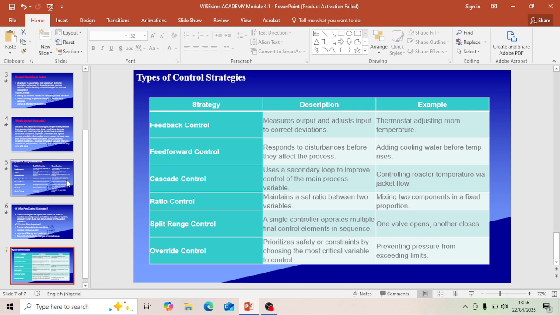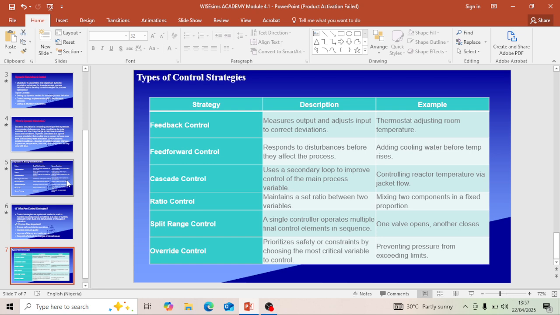And then the override control prioritizes safety or constraints by choosing the most crucial variable to control. An example is preventing pressure from exceeding limits. Imagine the case of the pipe I talked about, where your pipe has a pressure limit. This override control looks for a variable to help reduce the pressure. If it can reduce the feed flow, it does that. If the pipe is passing a liquid and you're using a pump, or it's passing through a valve, it might reduce the opening of the valve or try to shut it down so that the pressure of the feed going into the pipe will not be too much. I hope you understand that.